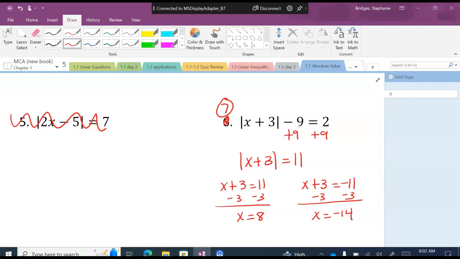And again, plugging it in to check. It's going to work because my x is inside of the absolute value bar. There is no other x that would cause me to have an issue here. Is everybody okay with that? Okay.